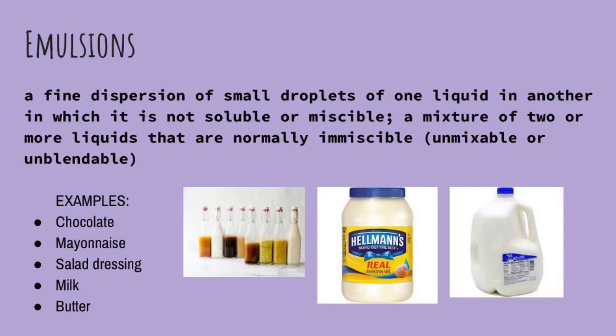So these next few slides will be about emulsions, and a basic definition of an emulsion is a fine dispersion of small droplets of one liquid in another in which it is not soluble. Another definition, which is easier to understand, is that it's a mixture of two or more liquids that are normally immiscible, which basically means unmixable or unblendable. A very common type of emulsion is oil and water, and there are some listed below, and in the next few slides we're going to go a little deeper into what an emulsion is.